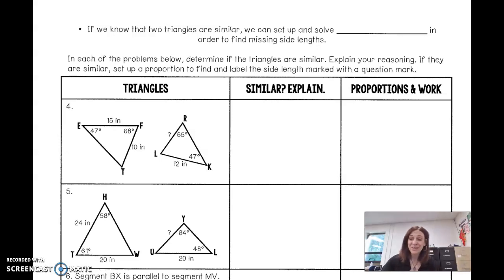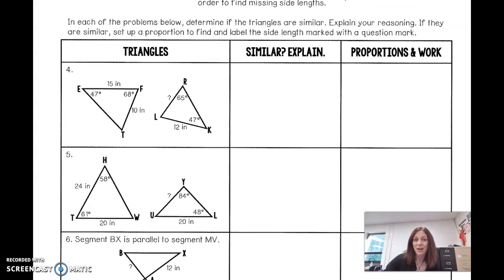Okay, continuing lesson 13 on angles in similar triangles. If we know that two triangles are similar, we can set up and solve a proportion. So we're going to bring that back, okay? We're going to be solving some proportions today. So in each of the problems, determine if they're similar, explain, and then set up a proportion, okay?